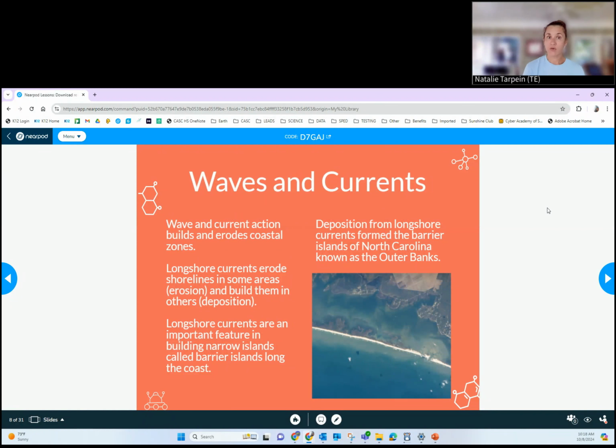Those are actually formed from this wave action, what causes that erosion and then deposition to create those barrier islands, basically. So this happens in longshore currents, which basically just means currents going a long way along the shore to erode and then deposit in other areas. Very important feature in building narrow islands called barrier islands.